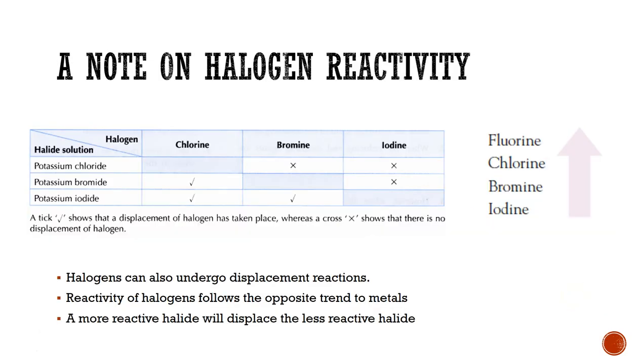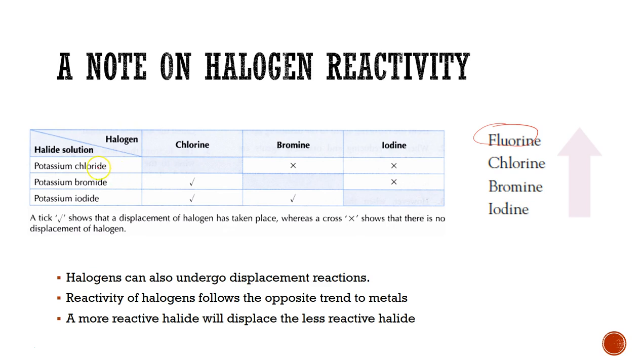Okay, been through those. So just as a final note, we're looking at halogen reactivity. So we've looked at metal reactivity, but the halogens also can undergo displacement reactions, okay? So remembering that halogens are non-metals, so their reactivity increases as we go up the group, making fluorine the most reactive. So nothing will be able to displace fluorine, but chlorine can displace bromine, chlorine can displace iodine, bromine can only displace iodine.